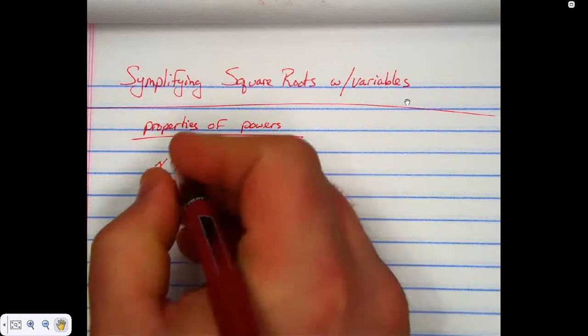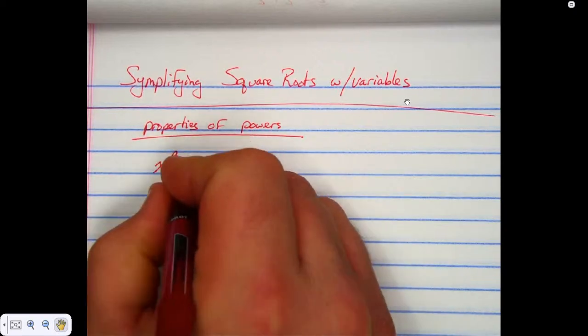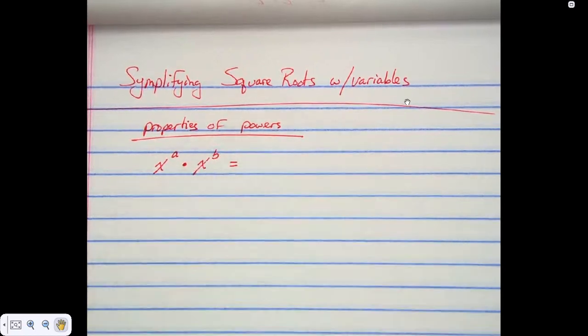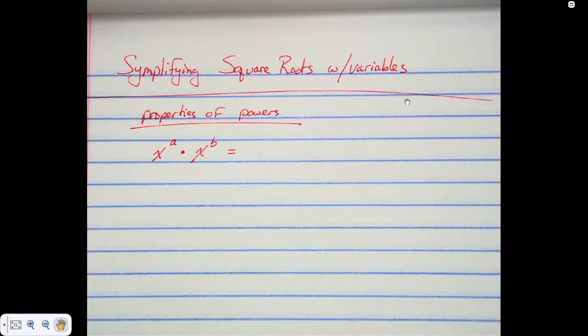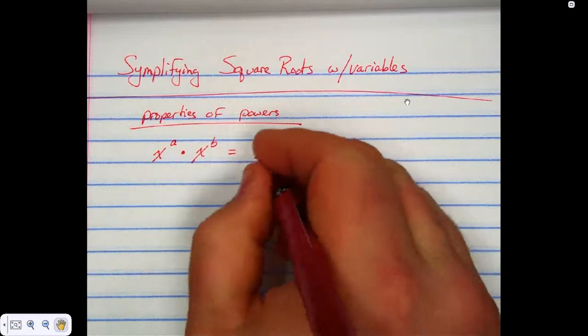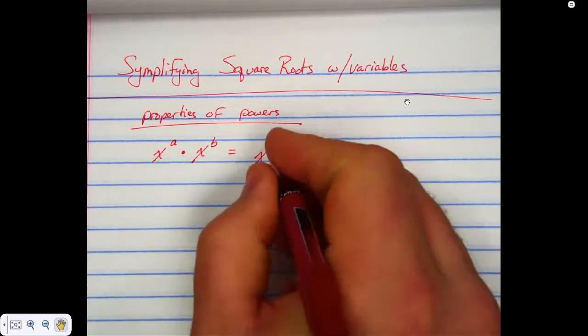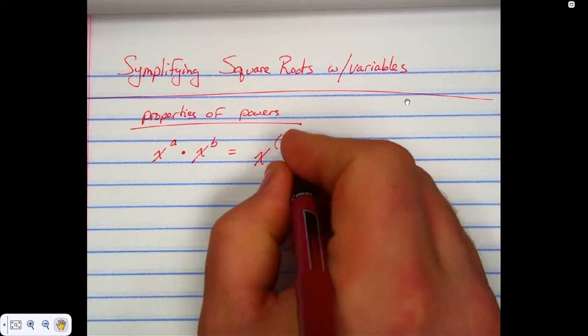Do you guys remember that x to the a power times x to the b power? Do you guys know what you do with the exponents there? You have two powers with the same base. This is the base. This is x to the a plus b power.